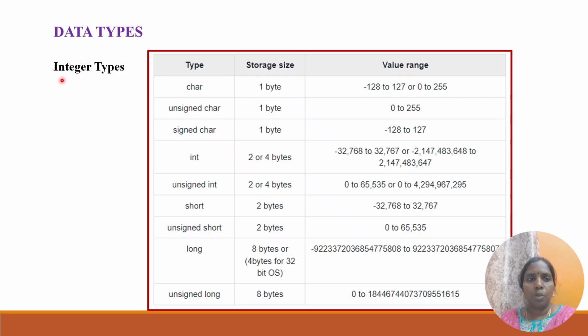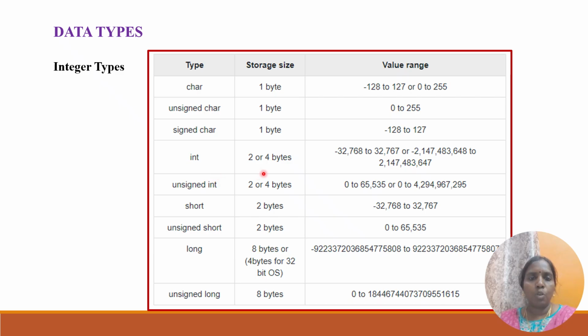Integer types. So what are the different integer types? The first one is character. Character occupies 1 byte of storage, and its value ranges from minus 128 to 127 or 0 to 255. Unsigned character occupies 1 byte and its value ranges from 0 to 255. Signed character has a storage size of 1 byte and its value ranges from minus 128 to plus 127.